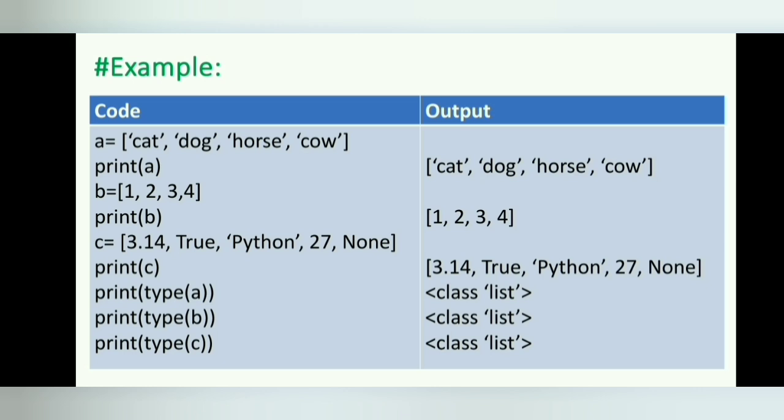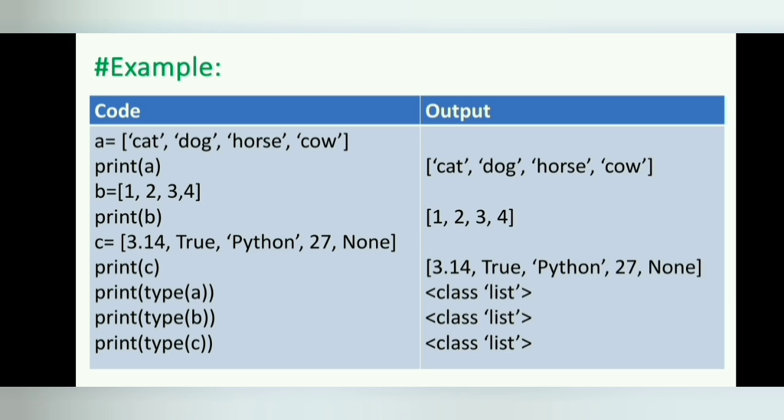In the following statement, a list containing integer type values 1, 2, 3, 4 is assigned to the variable b. The print statement print b will display the list 1, 2, 3, 4. In the next statement, a list containing different data types, 3.14 a float type, True a boolean type, Python a string type, 27 an integer type, and None a NoneType, is assigned to the variable c. The following print statement, print c, will display the list 3.14, True, Python, 27, None.